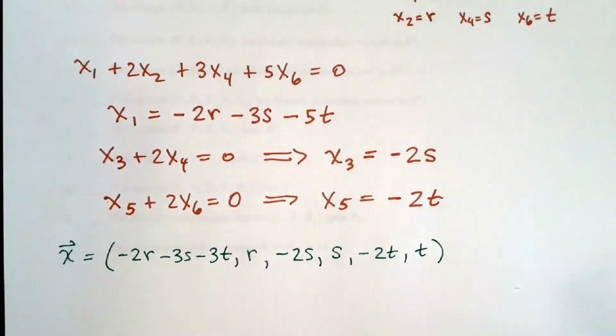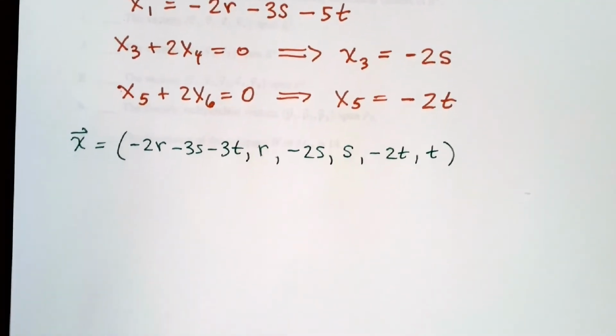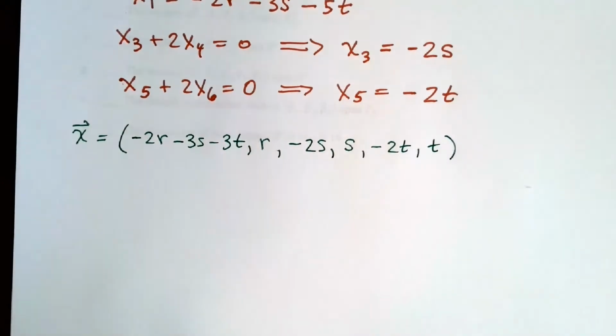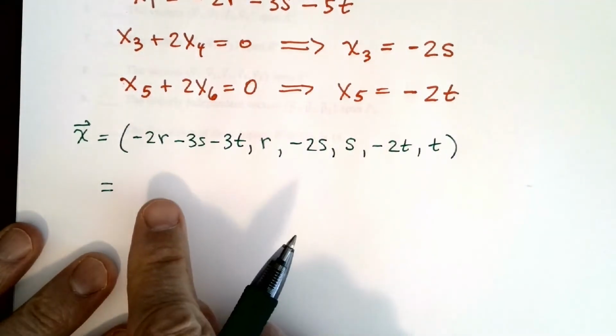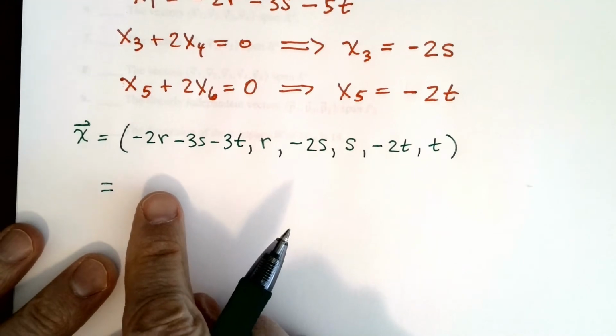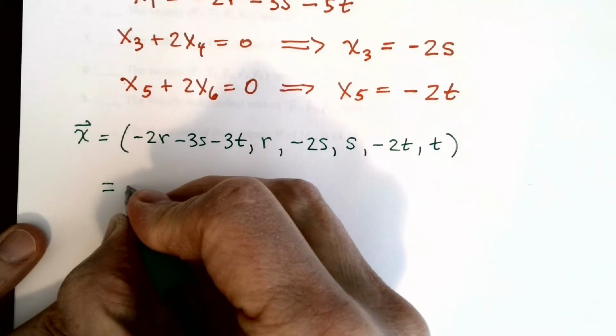Now, this is the solution. In other words, pick r, s, and t to be any real numbers you want, and you'll have a particular solution. There are infinitely many solutions. Now, in order to get the basis for this solution space, I'm going to write this out, and instead of explaining what I'm doing, I'm going to write it out and see if you understand what I'm doing here.